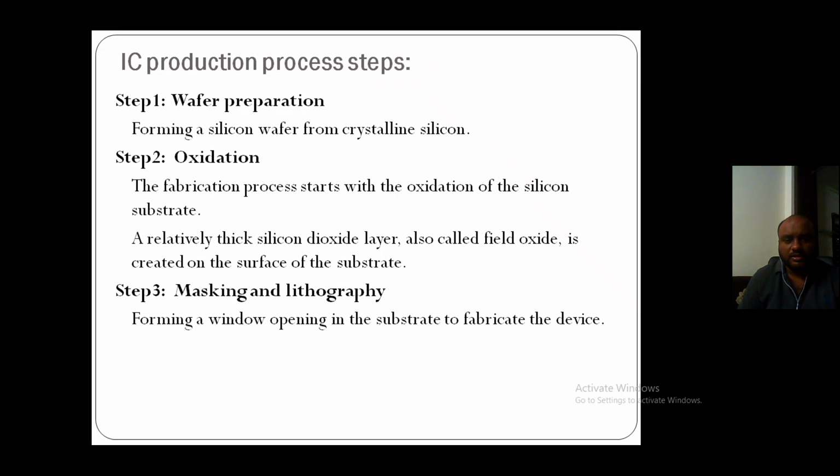Step 3 is masking and lithography, which refers to forming a window opening in the substrate to fabricate the device. We will be getting into the details of this masking and lithography in the fabrication process steps of MOSFET separately.